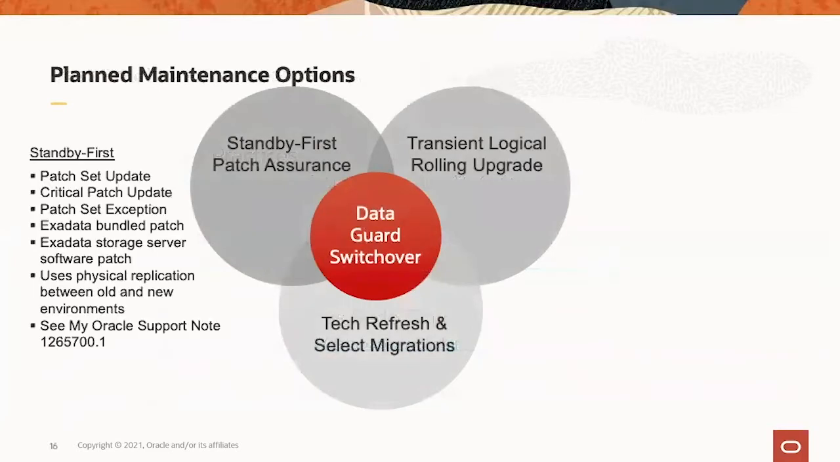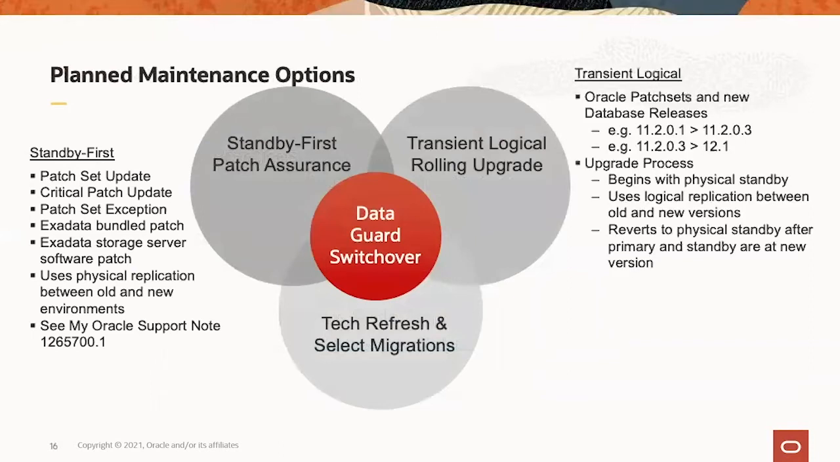The first thing is that we can do standby first patching. Not all patches are eligible for standby first, and that's what you can read in the MOS note at the bottom. Usually PSUs, critical patch updates, Exadata bundle patches, etc., are standby first. Another thing you can do for planned maintenance is a transient logical standby, which we will cover later in the presentation as well. In very short, we have a physical standby, we convert it to logical, do the upgrade on the logical, and then do the whole switch.